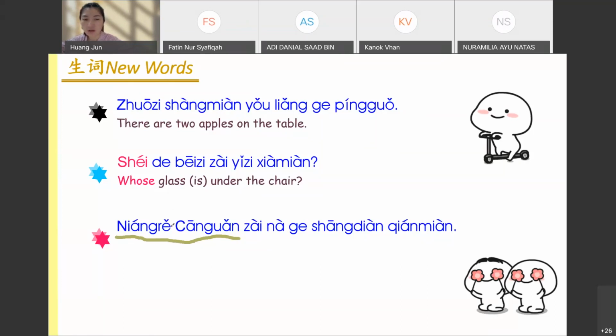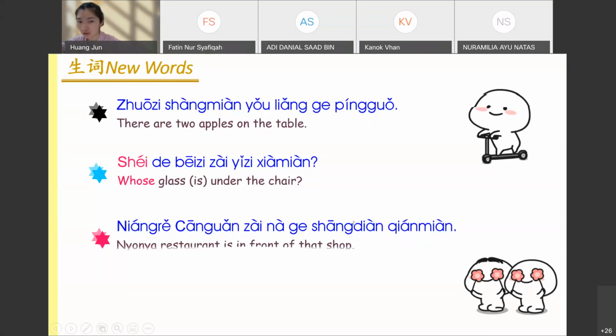So then 娘惹餐馆在, 在 means in or at. 娘惹餐馆 is at 那个商店, and 前面 means in front. So 娘惹餐馆 is in front of 那个商店. 那 means that, that shop. So the meaning is: Nyonya restaurant is in front of that shop. 娘惹餐馆在那个商店前面.